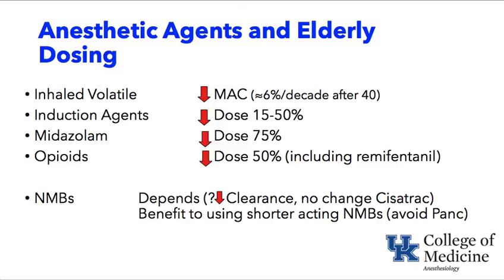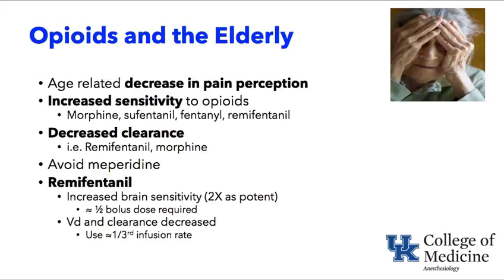Neuromuscular blocking agents, it depends. If there's a problem with the kidney or liver, and that's where the neuromuscular blocking agent is mostly cleared from, gotten rid of by, then we should change the dosing. But there's no change with cisatracurium. Probably some benefit to using shorter-acting neuromuscular blocking agents, rocuronium, for example, and avoiding pancuronium.